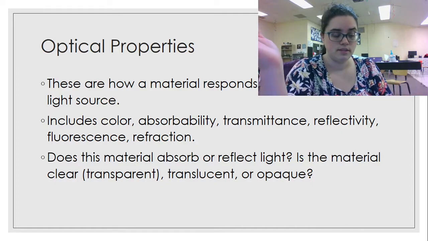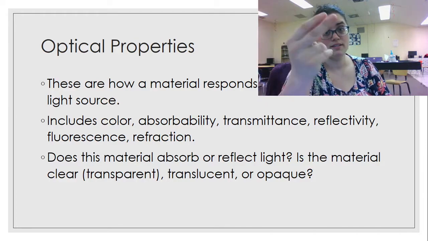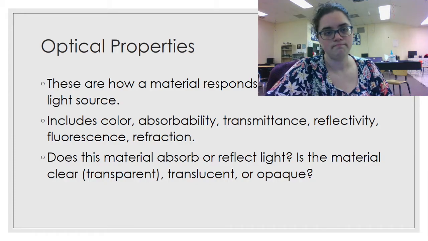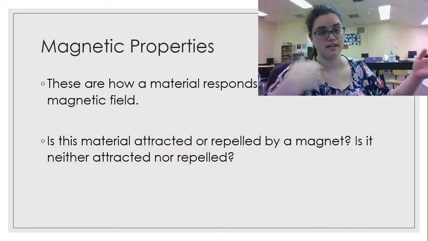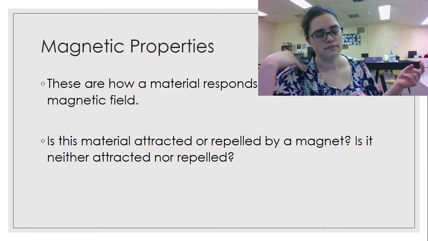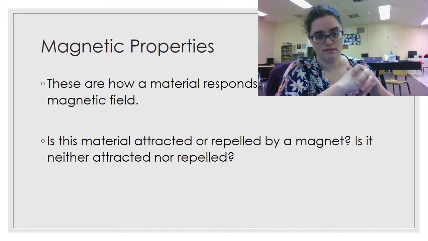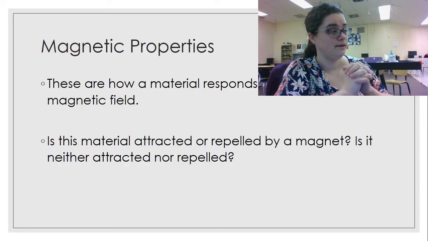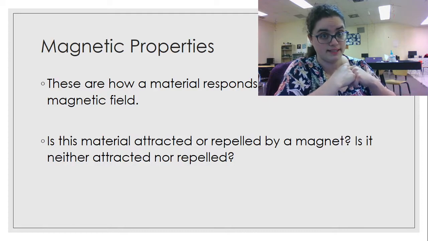So anyways, another tangent. Does it absorb or reflect light? Is it clear or not? Is it translucent, opaque, whatever? That's optical properties. Magnetic properties are how does it respond to magnetic fields? Is it attracted or repelled by magnets? If it's a dipole, it's both. Is it neither attracted nor repelled? Things are not magnetic sometimes. Is it magnetic? Like, does it have a strong magnetic grip on something?